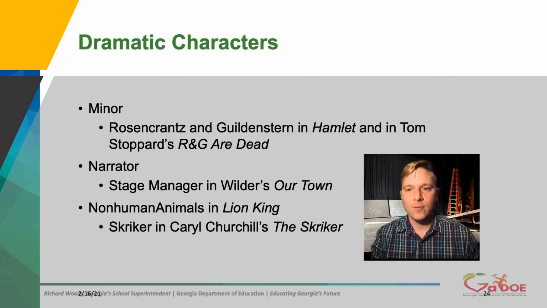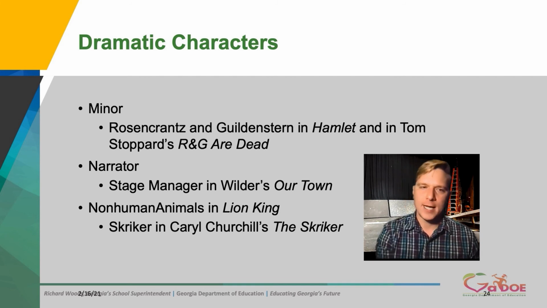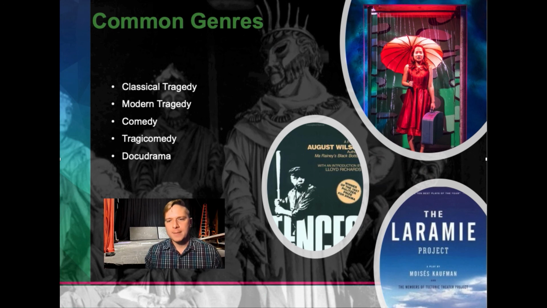These characters often break the fourth wall and directly interact with the audience to tell or comment on the plot. The stage manager in Wilder's Our Town is a good example. You can also have non-human characters. These characters often have specific personalities and communication capabilities of humans, but they're characters that are written as non-humans. You can think of this as like the animals in The Lion King. A combination of character types and structures of the plot often determine the genre of the play. A genre is a category of artistic or literary composition characterized by a particular style. Common theatrical genres include, but are not limited to, classical tragedy, modern tragedy, comedy, tragicomedy, and docudramas.